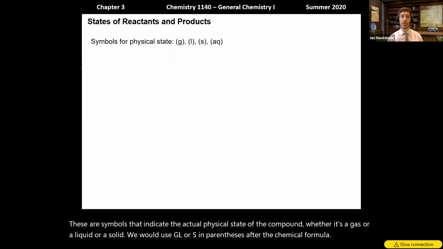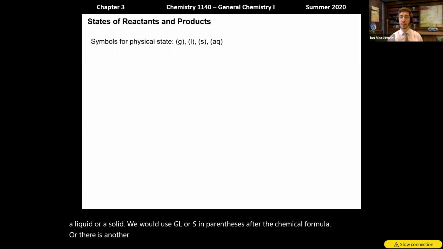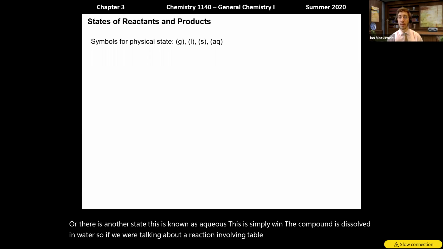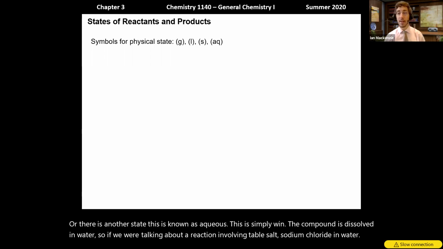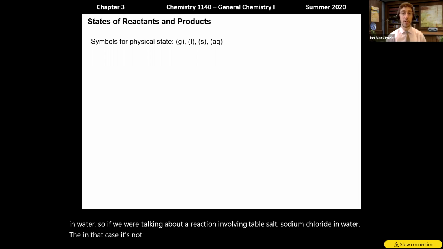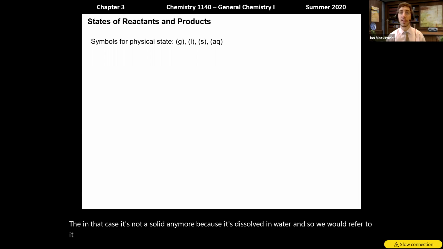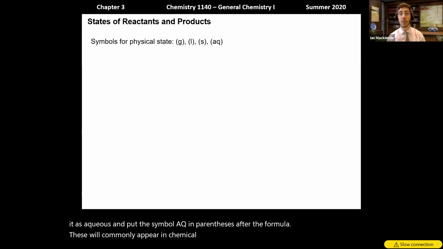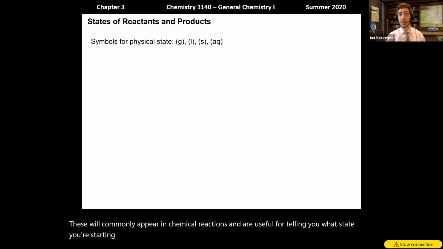Or there is another state. This is known as aqueous. This is simply when the compound is dissolved in water. So if we were talking about a reaction involving table salt, sodium chloride in water, in that case, it's not a solid anymore because it's dissolved in water. And so we would refer to it as aqueous and put the symbol AQ in parentheses after the formula. These will commonly appear in chemical reactions and are useful for telling you what state you're starting in. So a couple examples I'll show in a moment.